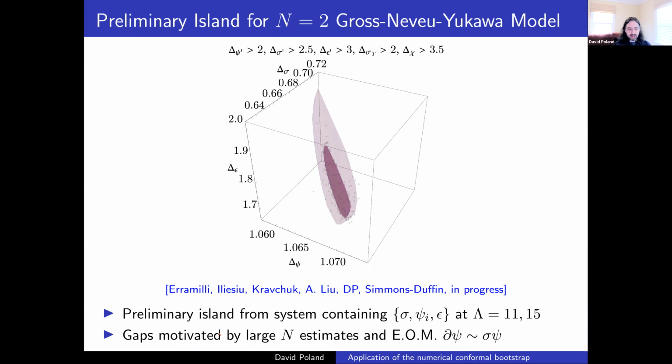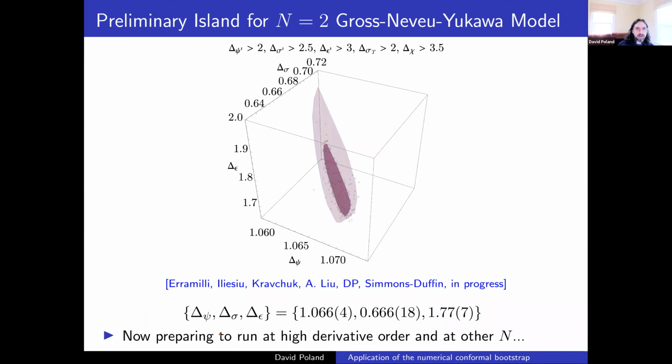So anyway, this seems to be working. This technology seems to be working for the Gross-Neveu-Yukawa models. And we now have an island for the case of N equals 2. It also seems to be working for N equals 4, but I don't have a nice plot on that yet. Currently, we've run this at low derivative order, lambda equals 15, and we're working to push it to higher derivative order and also explore other N.